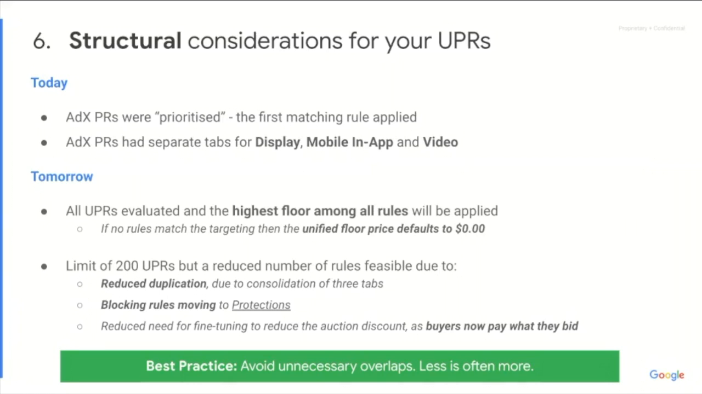Also with that exchange, we had separate tabs for display, mobile app, and video, similar to protections like we spoke about. But today this is consolidated into one area for unified pricing rules as well. Okay, so it's all within the one interface. That's why we now have that limit of 200 pricing rules, as we mentioned.